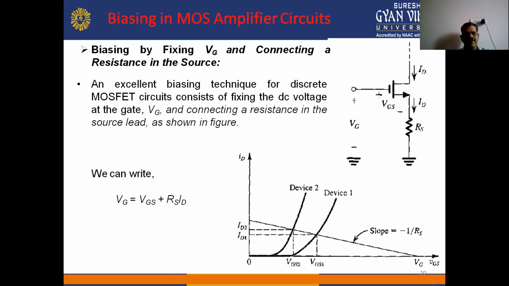Next is biasing by fixing VG and connecting a resistance in the source, as shown in this circuit diagram. An excellent biasing technique for discrete MOSFET circuits consists of fixing the DC voltage at the gate, VG, and connecting a resistance in the source lead as shown in the figure. So we can write from the figure the gate voltage VG equal to VGS plus RS ID, where VGS is the voltage between gate and source, RS is the source resistance and ID is the drain current.